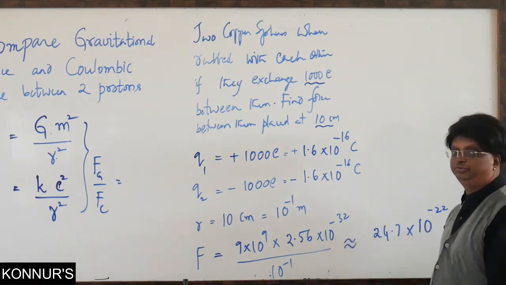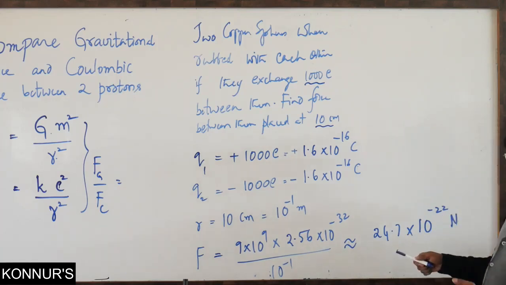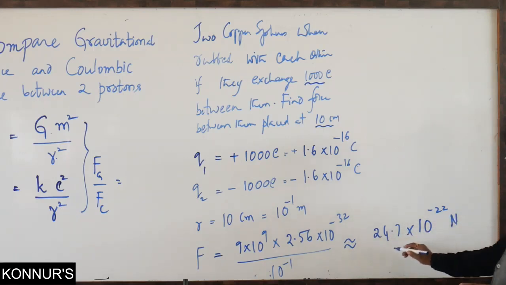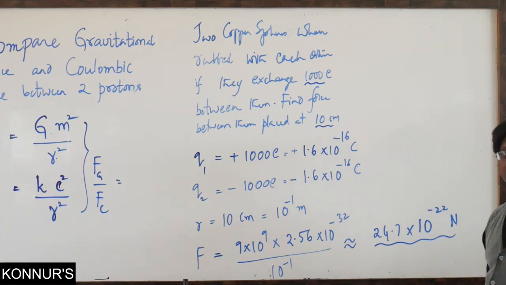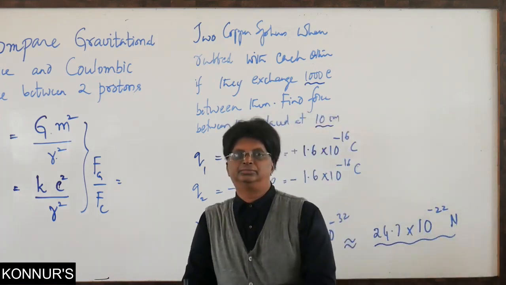I again keep telling you, this 9 into 2.56 you have to do it for yourself. I am just writing a near value. Maybe or may not be right, you have to do it. 24.7 into 10 raised minus 22 Newton. Right? K Q1 Q2 by R square substitution.